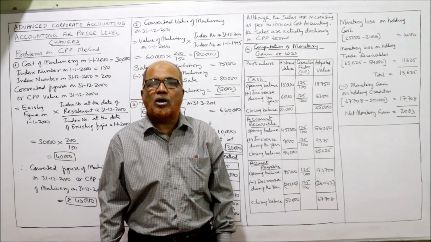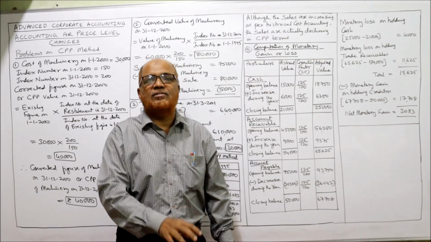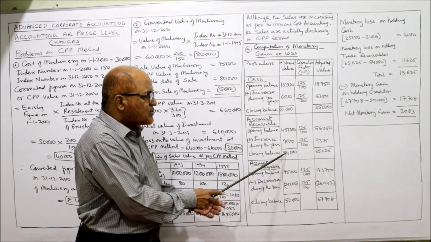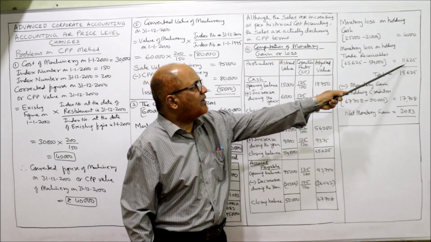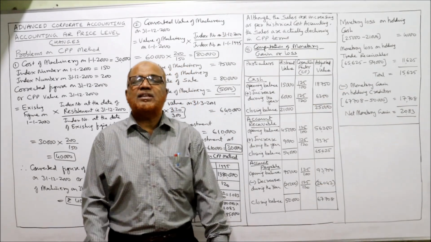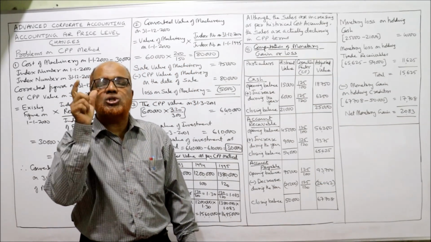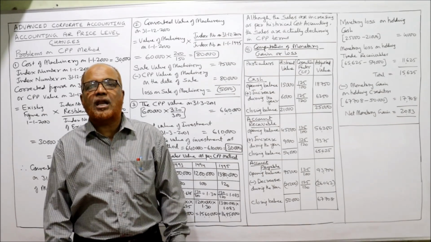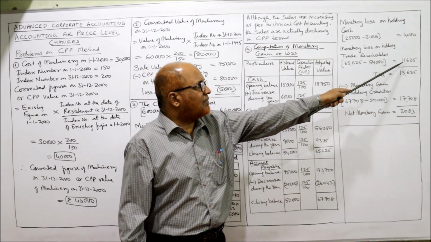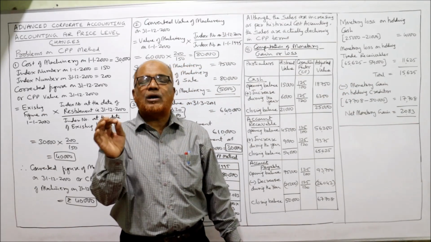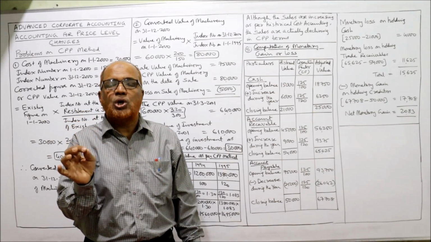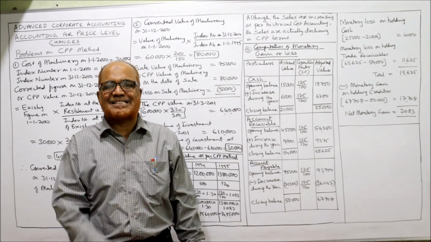Similarly, monetary loss on holding account receivable. Account receivable 65,625 minus 54,000. You will get 11,625. 11,625 is the monetary loss on holding account receivable. Now take the total loss. 4,000 plus 11,625, 15,625 is the total monetary loss on holding monetary assets.